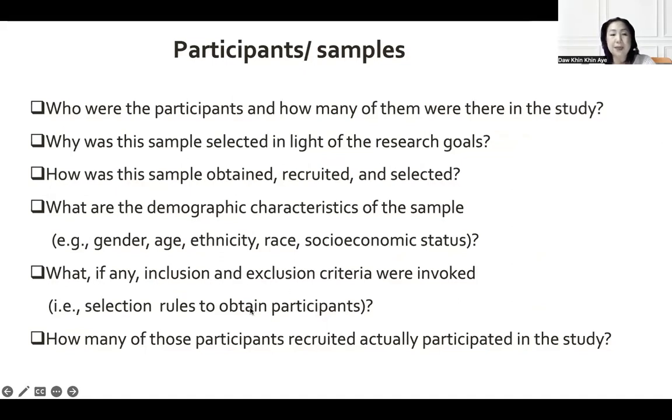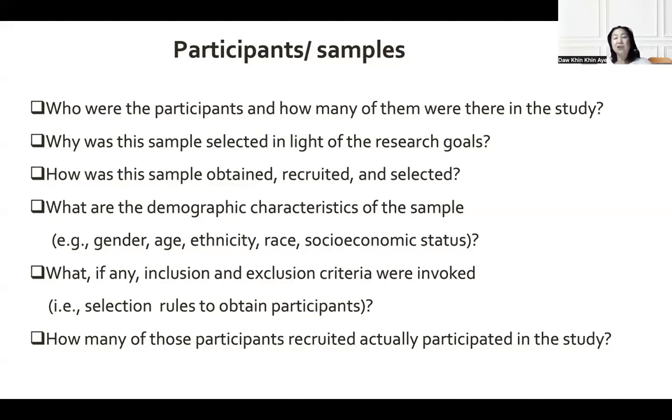Why were these people selected? How was that sample obtained, recruited, and selected? Okay, these are the questions that you try to answer and put down in writing. What are the demographic characteristics of the sample, for example in terms of gender, age, ethnicity, and whenever it is relevant, race and socioeconomic status? What, if any, inclusion and exclusion criteria were involved? Okay, for example, selection rules to obtain participants, right?